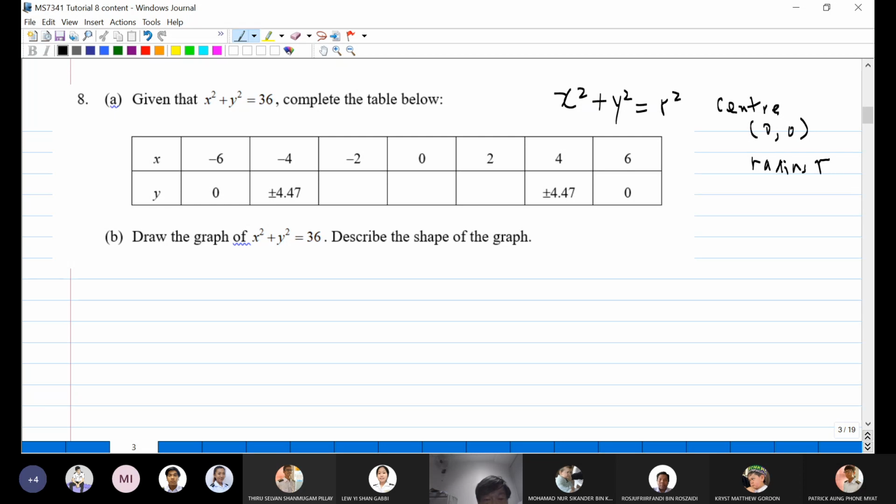Okay, so what you need to do is complete the table. You have x and y there, but three blanks. How do you find y there? You are given x there, and y is here. So you have to arrange the equation first. For the equation x squared plus y squared equal to 36, what you do is make y the subject.